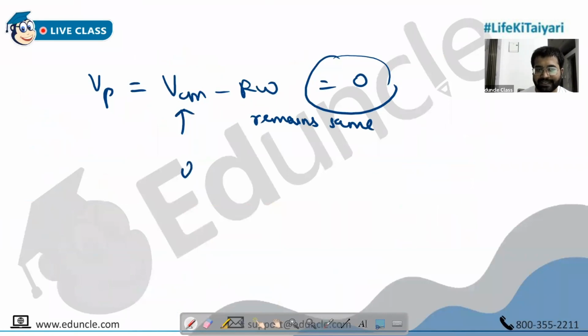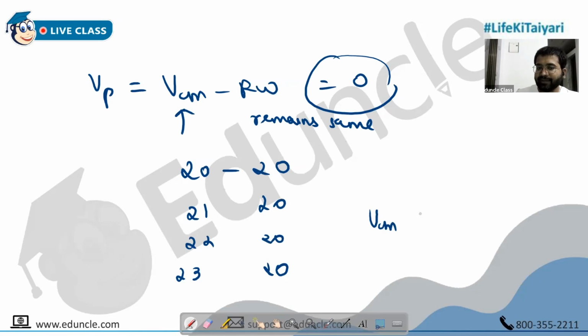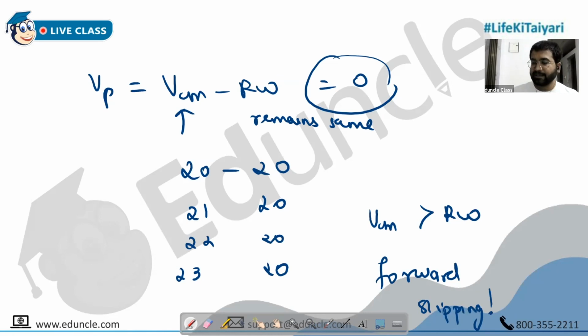So it's something like initially both were 20 and 20. Now because of mg sin theta, Vcm has increased, let's say 21, 22, 23. But what happens to this 20? This 20 remains the same. It means Vcm is going to be greater than R omega. We have got a forward slipping case. So whenever forward slipping is going to happen, friction will come to the rescue. So the object must be rough.